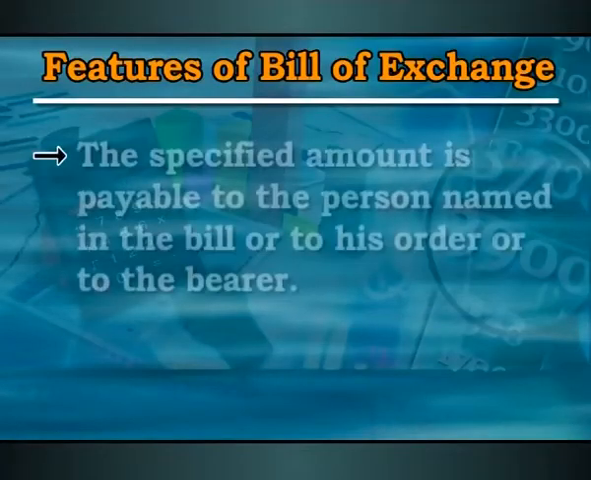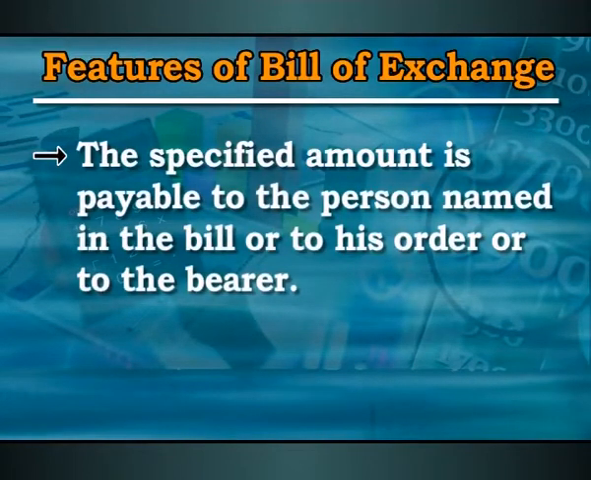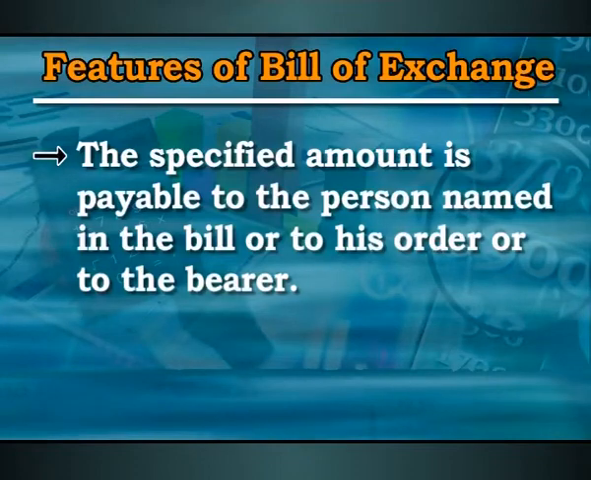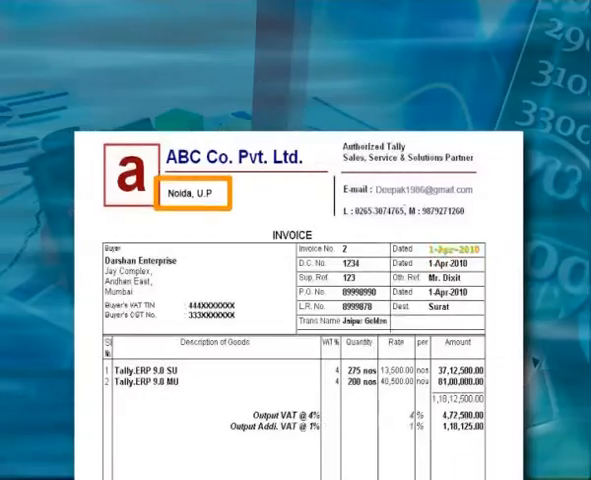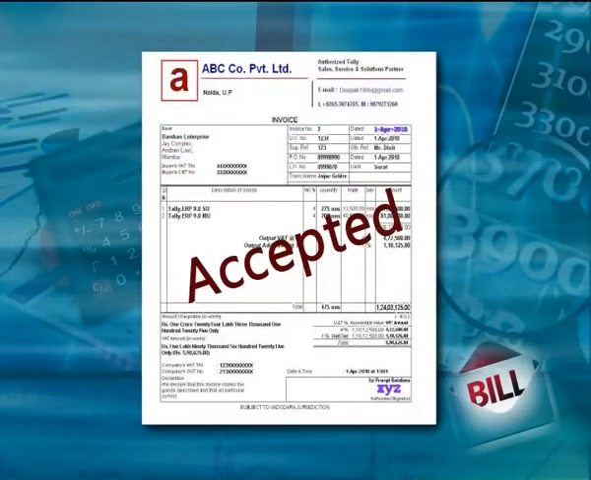Then there is going to be a specified amount mentioned over here. That amount is to be paid to a person and that amount should be the same as mentioned in the bill. Then there is a specified place where the payment of that bill has to be made. So according to that place, the payment of the bill will be made.